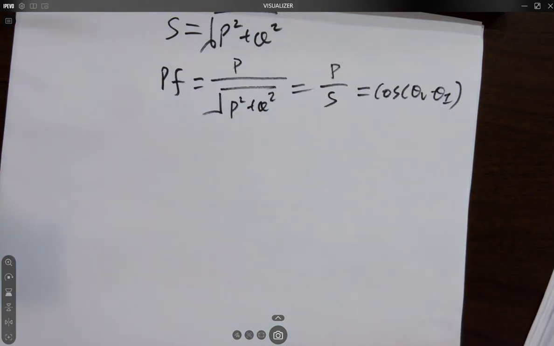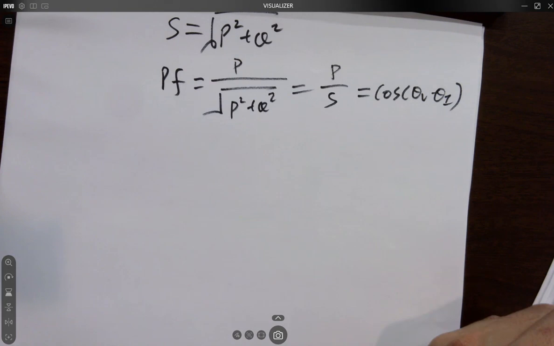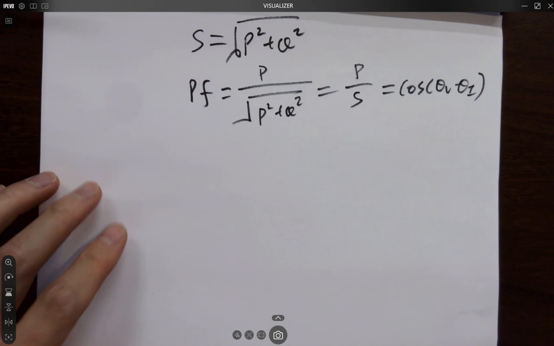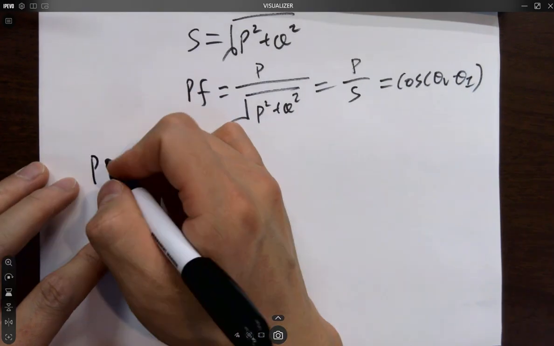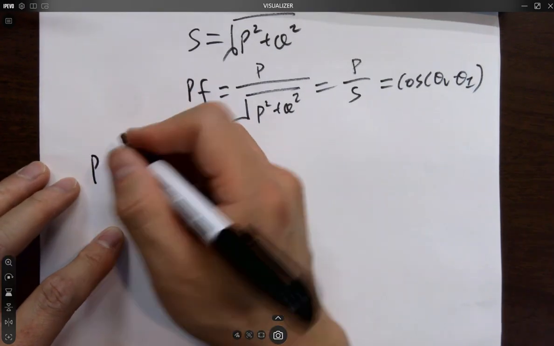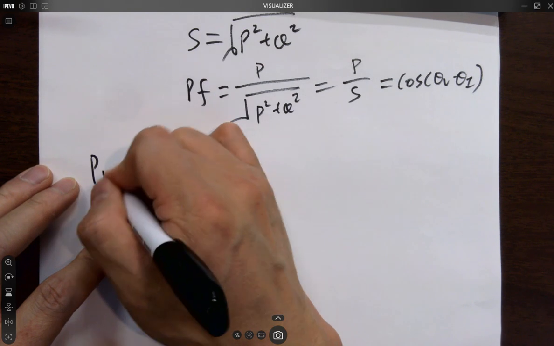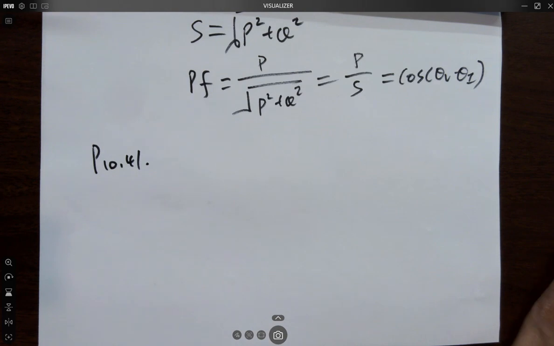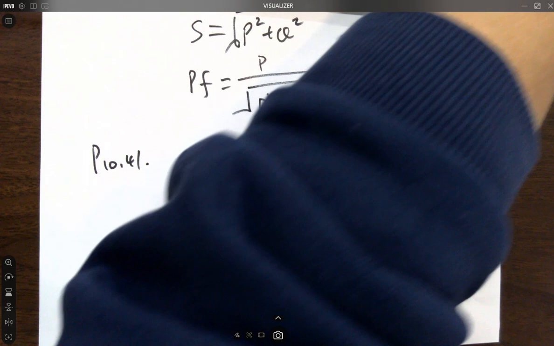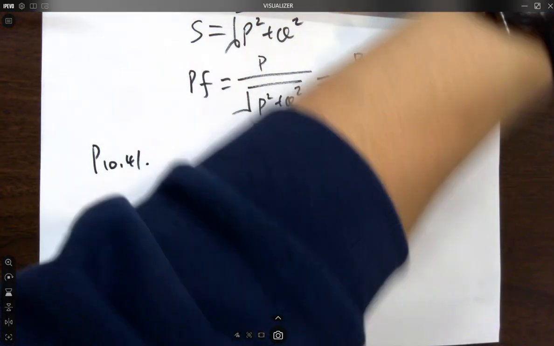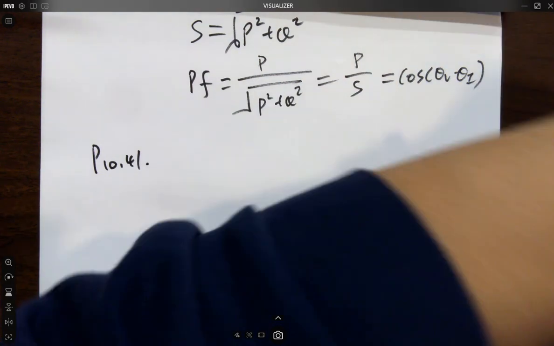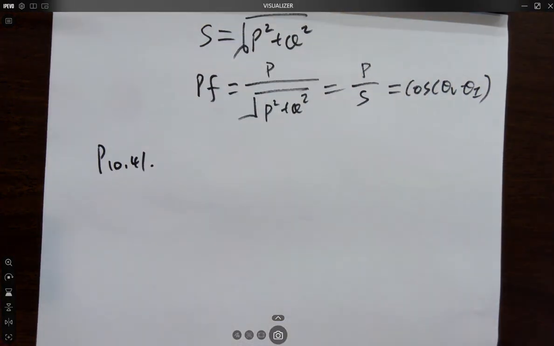Okay. Oh, 10.41 is a bit trickier. 10.41. Is it due Monday? Right? Okay. 10.41. Probably haven't seen that problem yet. Should I do this or no? Probably won't be helpful. Don't want to rush. 6 more minutes, won't be able to finish it.